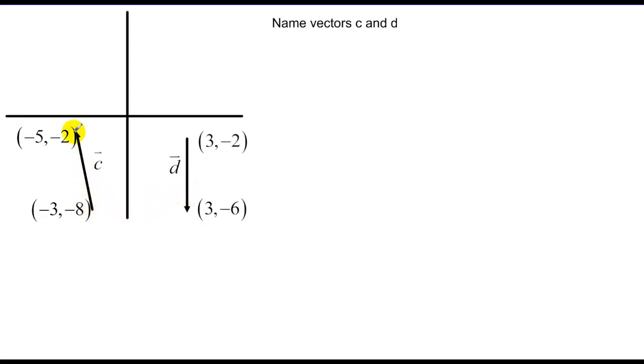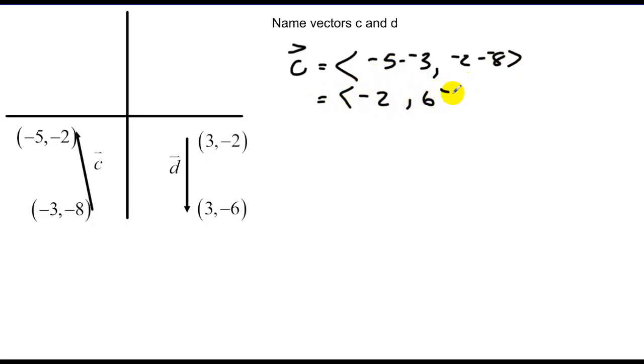So here's vector C. It looks like it's pointing somewhere in the 2nd quadrant. We'll say vector C is equal to the tip minus tail. So I use my x's once again. -5 minus -3 and -8, or I'm sorry, -2 minus -8. This gets me a -2 and a +6, and -2, 6 appears to be pointing somewhere in that 2nd quadrant, so that should be okay.